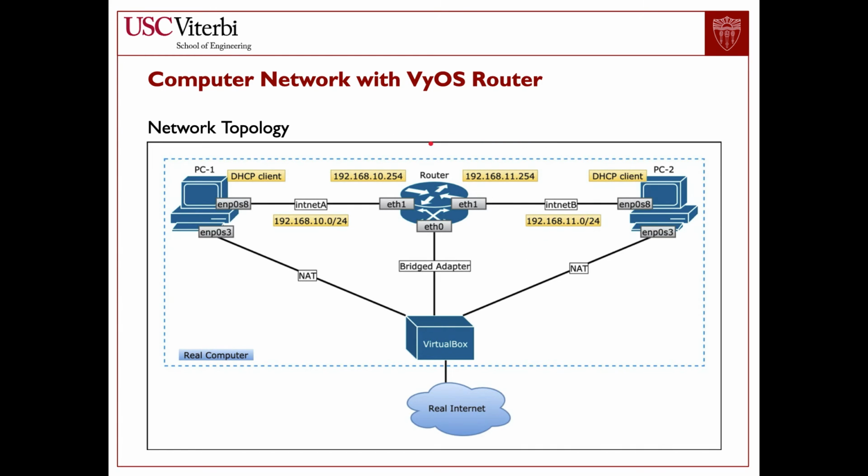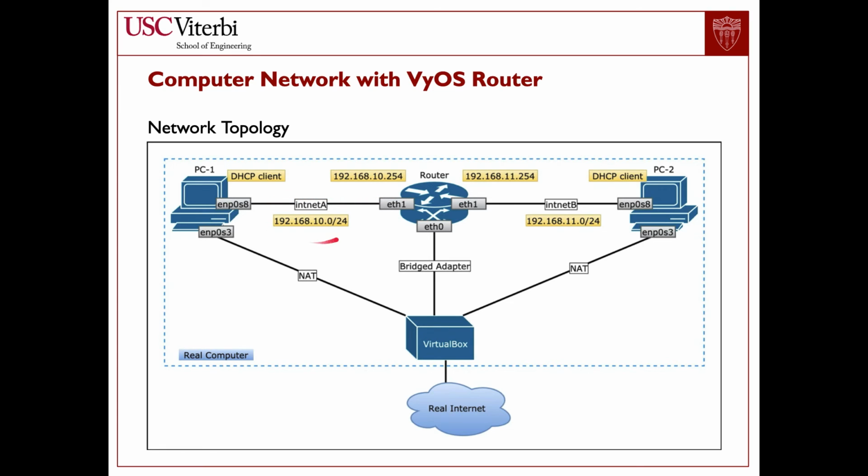So there's a slight change in the network topology. Instead of assigning static IP addresses to PC1 and PC2, that responsibility is given to the router, because the DHCP server running on the router will assign the IP addresses for the clients that it's connected to, right?